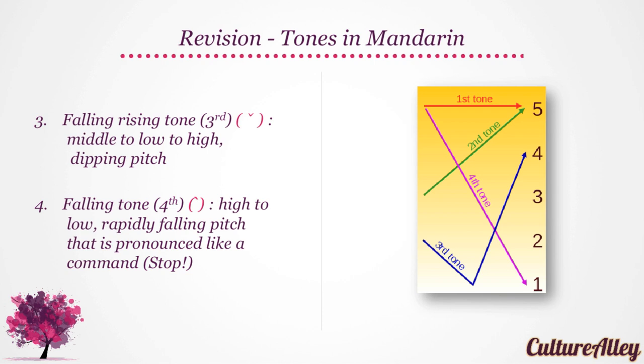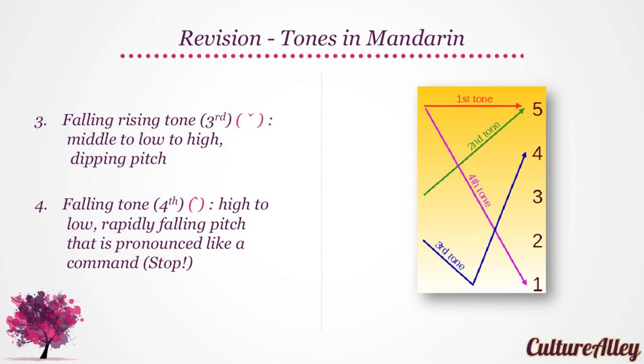The falling rising tone, or the third tone, is denoted by a small V over the vowel. It is pronounced from middle to low to high. For this reason, it may also be described as a dipping pitch. The falling tone, or the fourth tone, is denoted by a downward slant from left to right over the vowel, and is pronounced in a rapidly falling pitch that goes from high to low. A good way to remember this tone is that it is pronounced like a command. For example, stop.